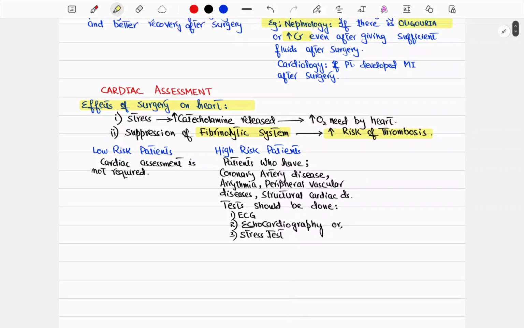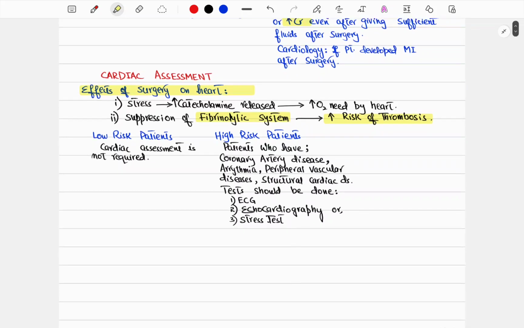Similarly, we group the patients into low risk and high risk. In low risk patients no cardiac assessment is required, and in high risk patients, or those who have had some kind of coronary heart disease, arrhythmia, peripheral vascular disease, or structural cardiac disease, some tests should be done for cardiac evaluation, like cardiac function assessment.